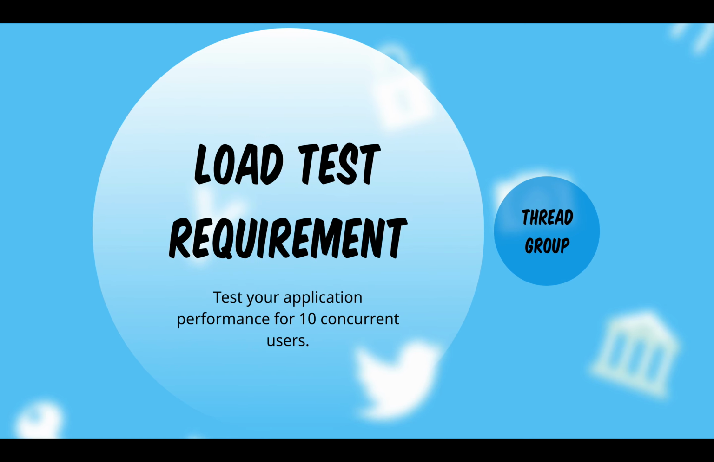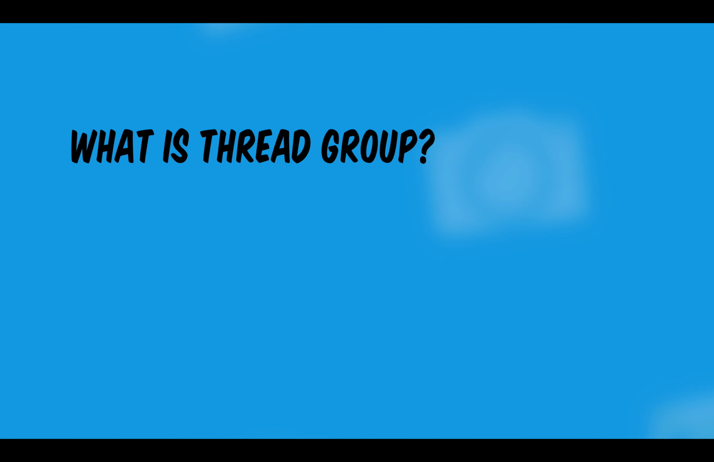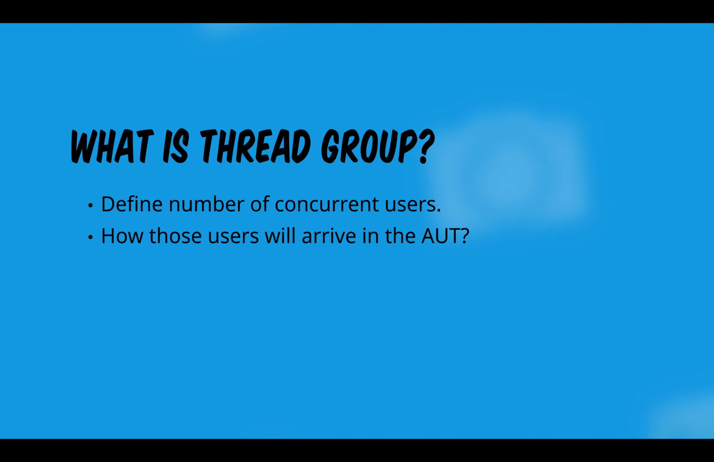So thread groups are nothing but JMeter components which let us define the pool of virtual users. As you can see, it lets us define the number of concurrent users that we want to run our test with. Apart from that, it also lets us configure how those users will be arriving on our application under test. Will those users be arriving all at once? Will those users be arriving gradually? That arrival rate we can control using the thread group.